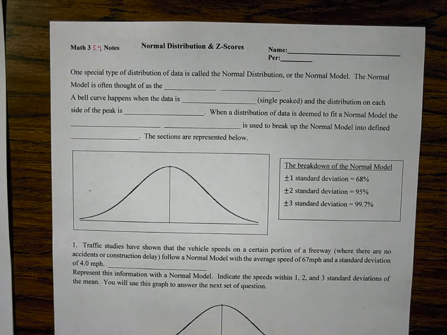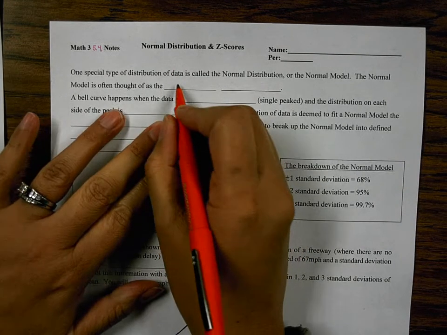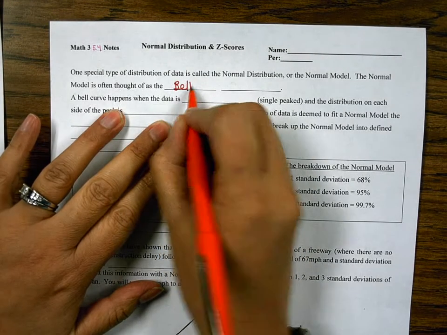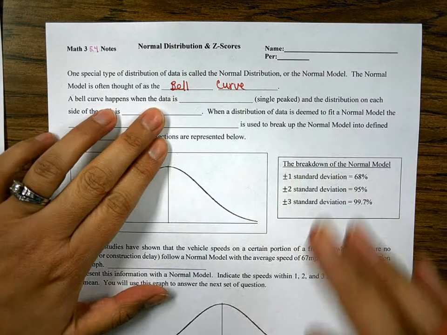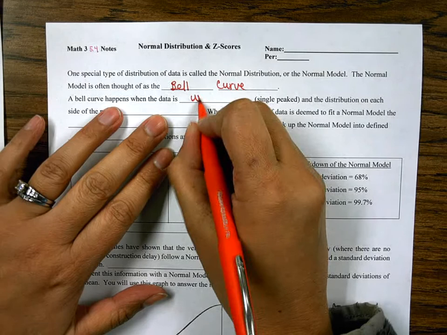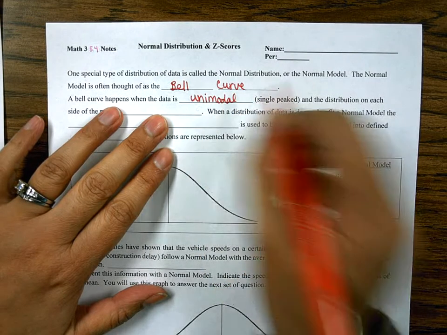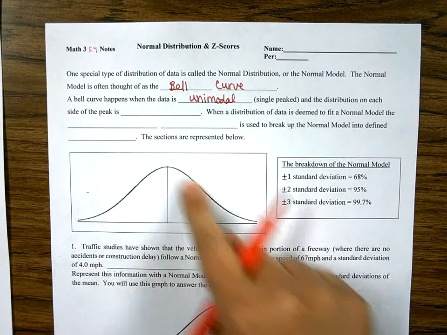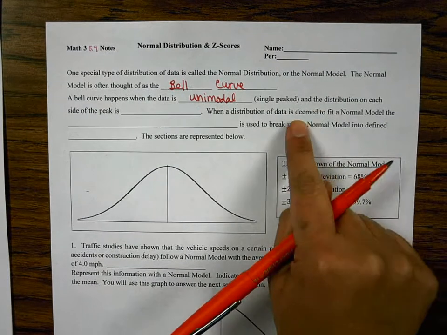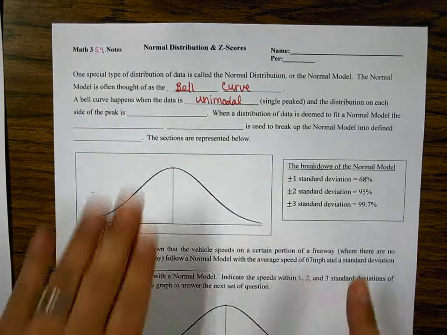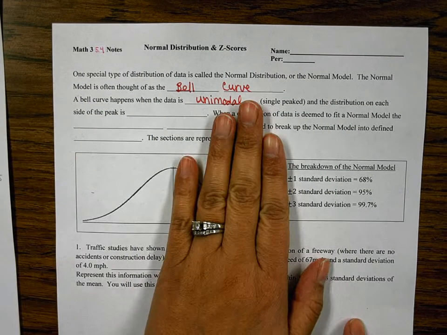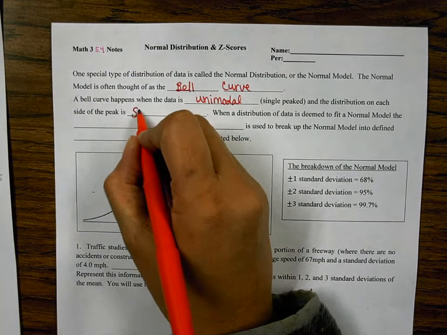One special type of distribution of data is called a normal distribution, or the normal model. The normal model is often thought of as the bell curve. A bell curve happens when the data is unimodal, which means it's a single peak. It's not multiple peaks. And the distribution on each side of the peak is symmetrical. The right half is symmetrical to the left half.